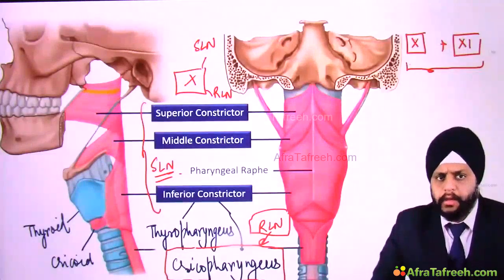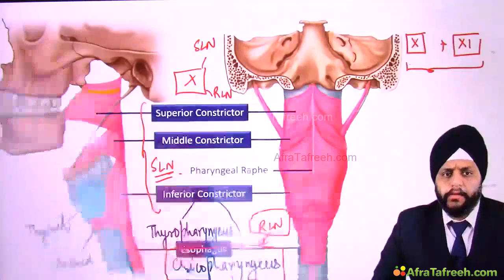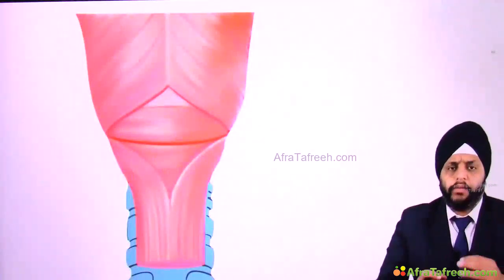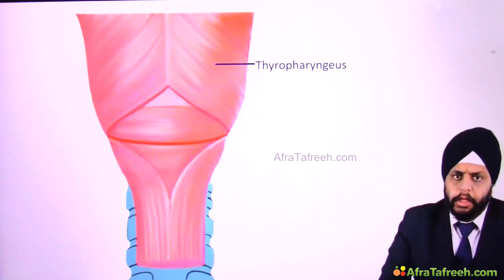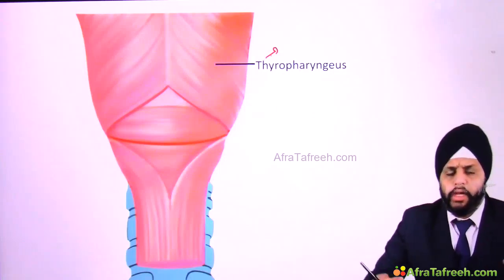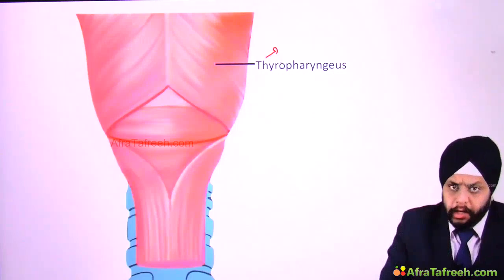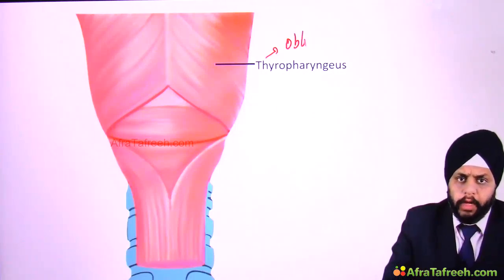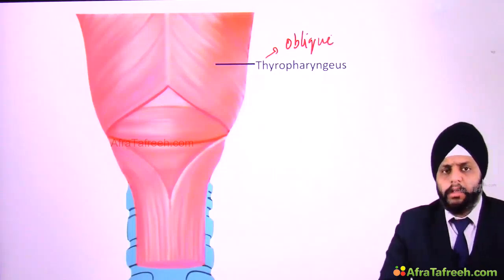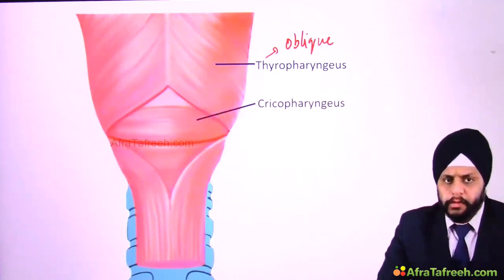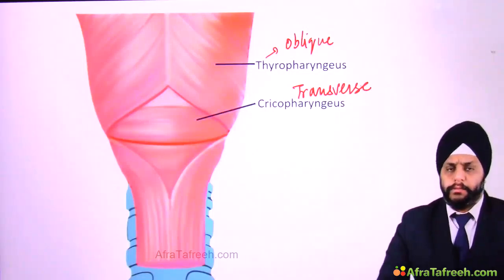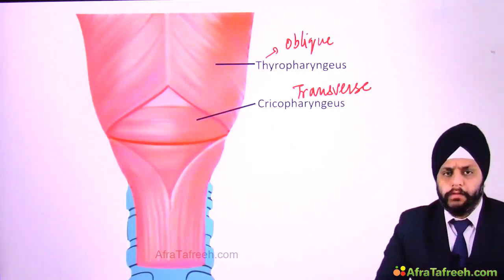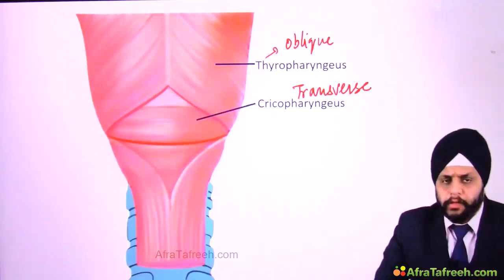right. Next, let's look over here in this diagram. Now what do you see in this diagram? You can see over here the thyropharyngeus. Now the thyropharyngeus, if you observe, when it is going to meet in the pharyngeal raphe, it has these oblique fibers. Right? Now when you see the cricopharyngeus, as you notice, it has transverse fibers. So the cricopharyngeus has transverse fibers, whereas the thyropharyngeus has oblique fibers.